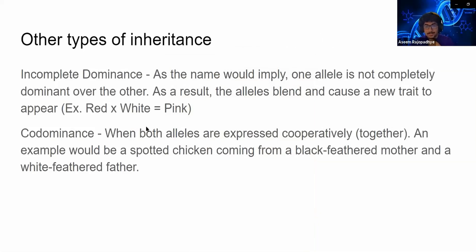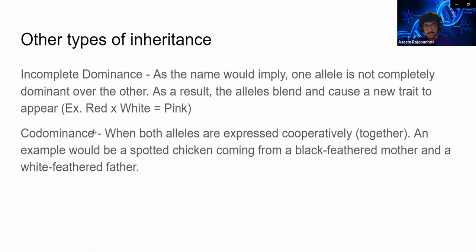And here are some other types of inheritance. So not everything follows the dominant-recessive allele figure. Some genes are incompletely dominant. So as the name would imply, one allele is not completely dominant over the other, and as a result, the alleles blend together and cause a new trait to appear. An example of this would be a red flower crossbred with a white flower, which produces pink flowers as a result of the red and white mixing.